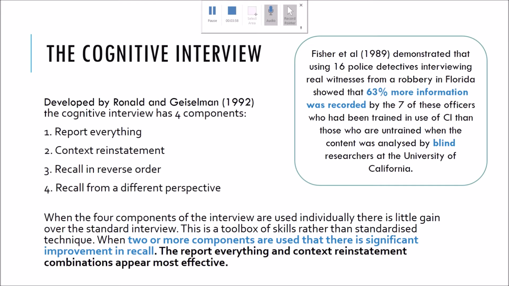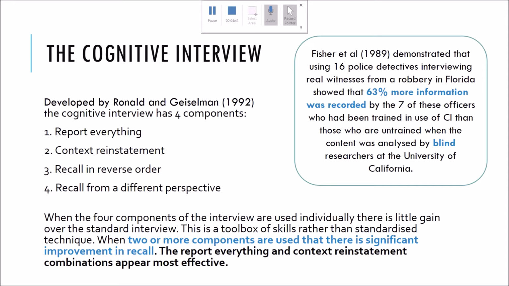Now, another technique is the cognitive interview. So in the cognitive interview, this is slightly different. So these are the four components of a cognitive interview. So interviewees are encouraged to report everything, regardless of how relevant or accurate they think it is, they should give all information. The context is reinstated. So in other words, we try to in some way mimic the context at which they experienced the initial event.